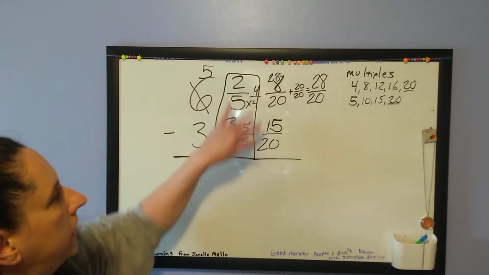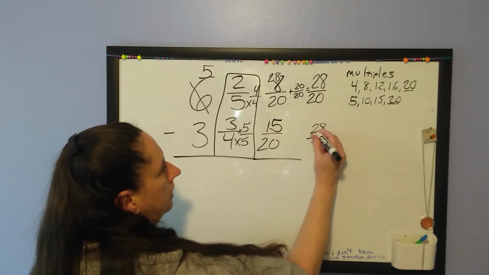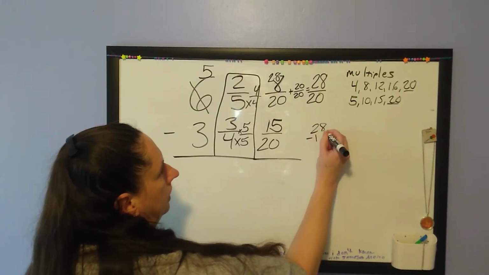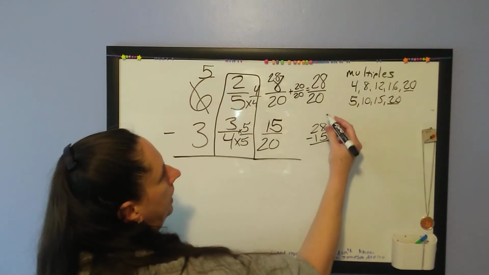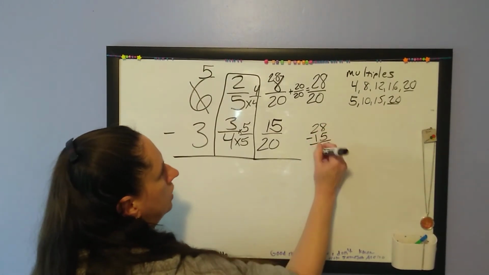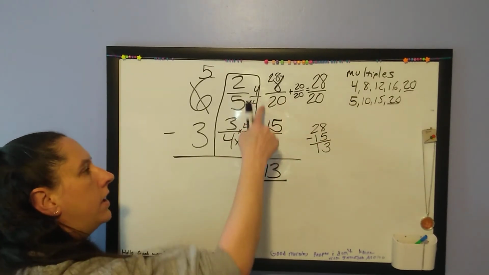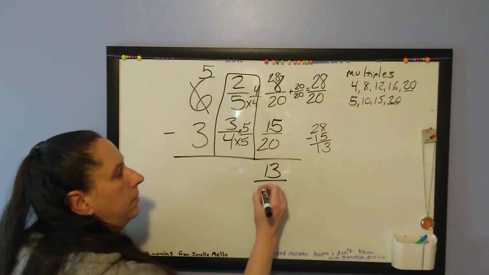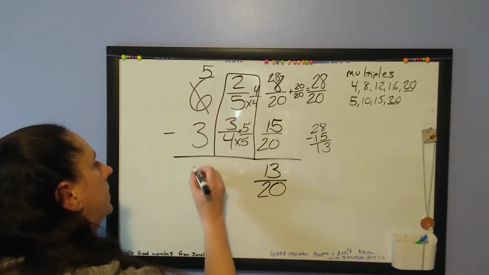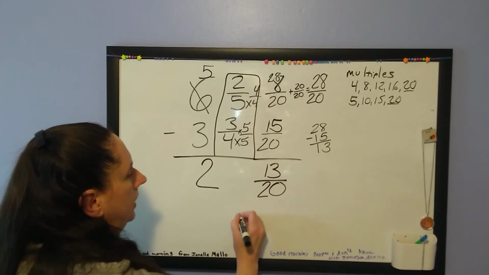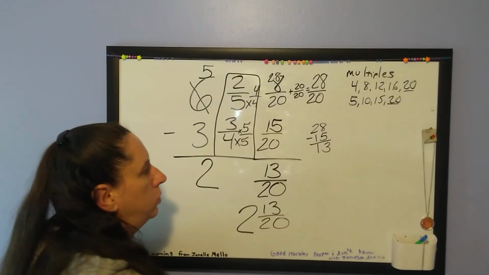Okay. 28 minus 15, because you're going to do numerator minus numerator. And it's okay to write it on the side. This is why you have your scrap and open area. 8 minus 5 is 3, 2 minus 1 is 1. So 13 is my numerator, and my denominator stays the same. 5 minus 3 is 2. So the answer to this one is 2 and 13 20ths.